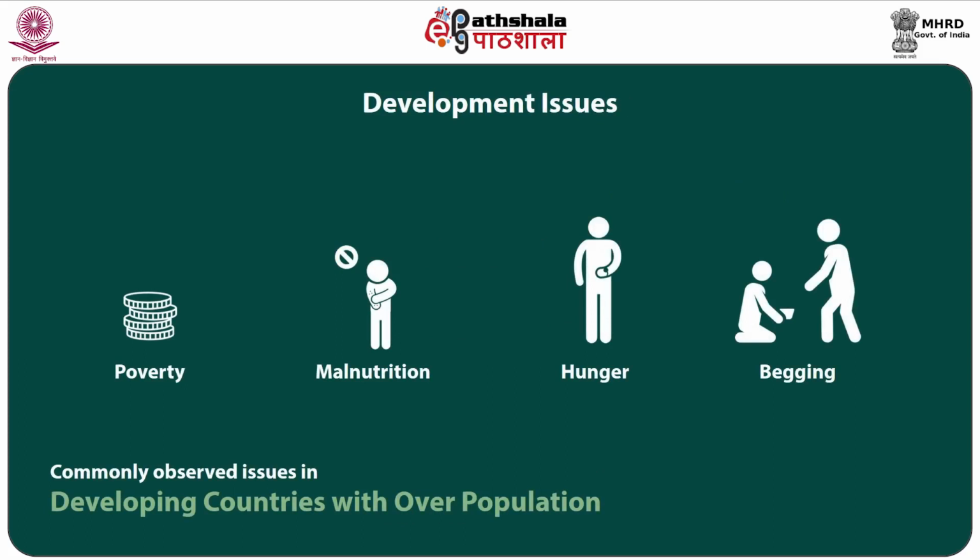On the other hand, we also have situations with high levels of poverty, very high levels of malnutrition, hunger, even begging is also noticed in these countries. These are all commonly observed in many of the developing countries that are having higher population growth. So, poverty, malnutrition, hunger, begging and other factors that are faced by developing countries with higher population growth also need attention.